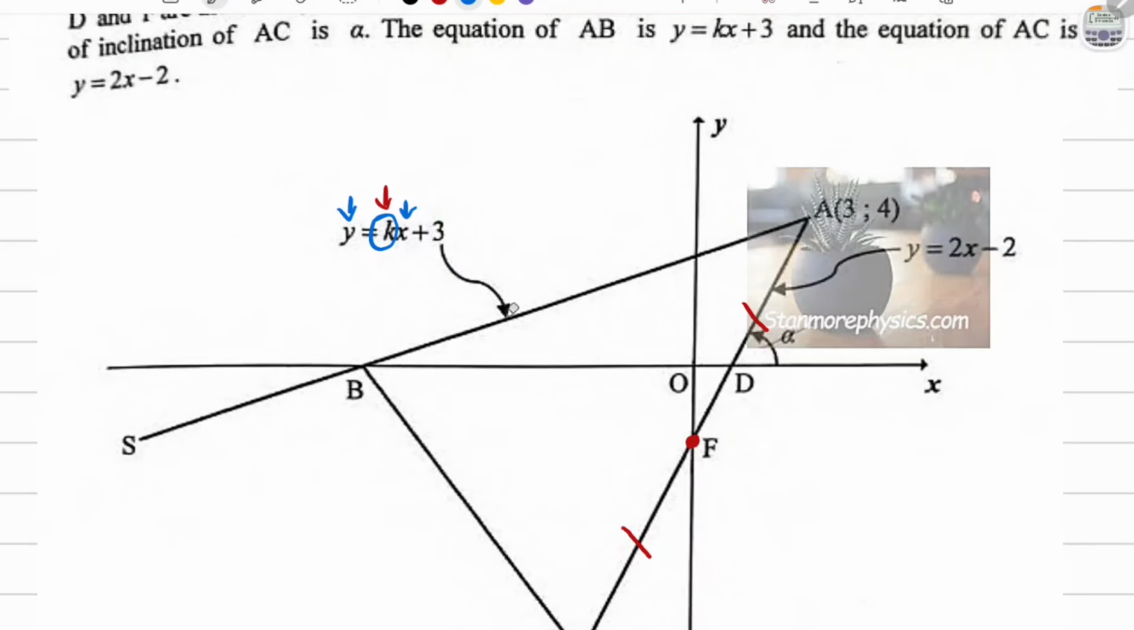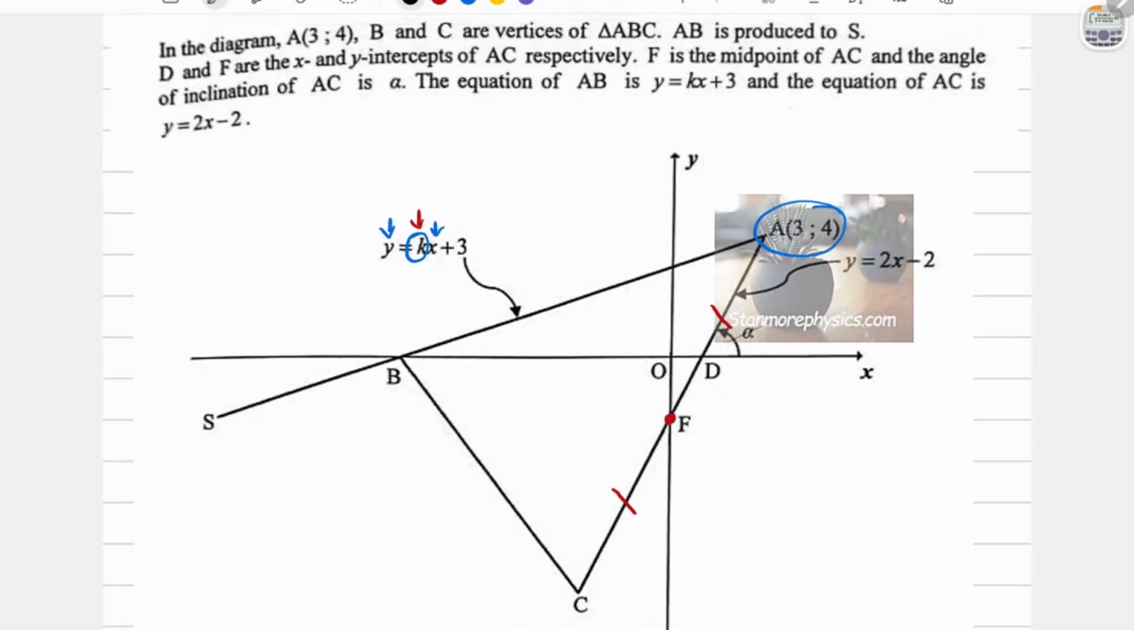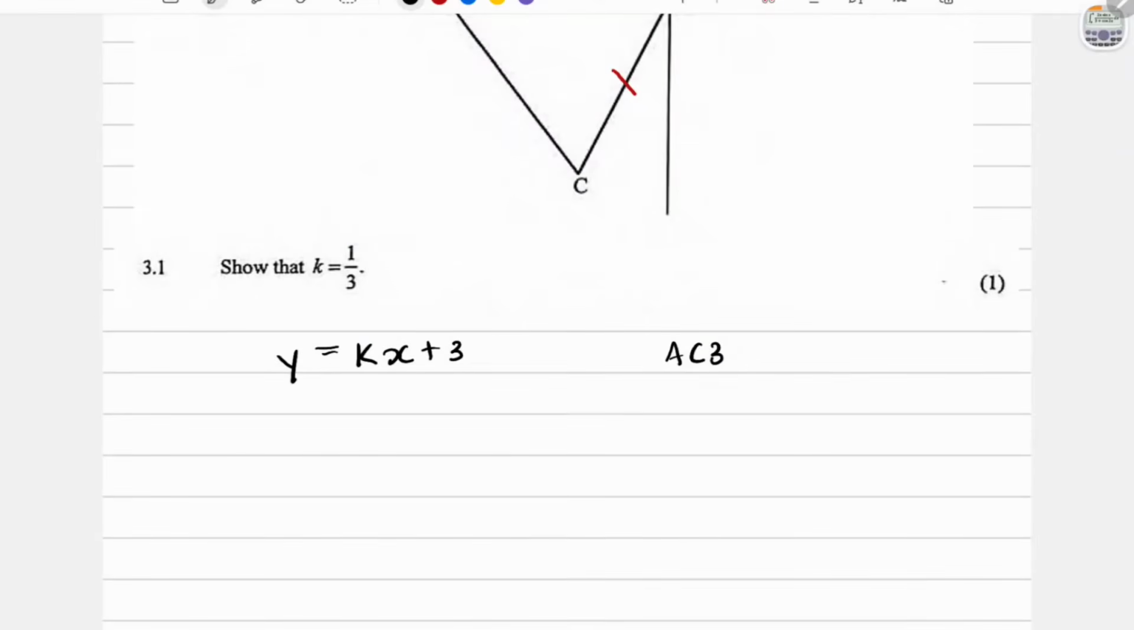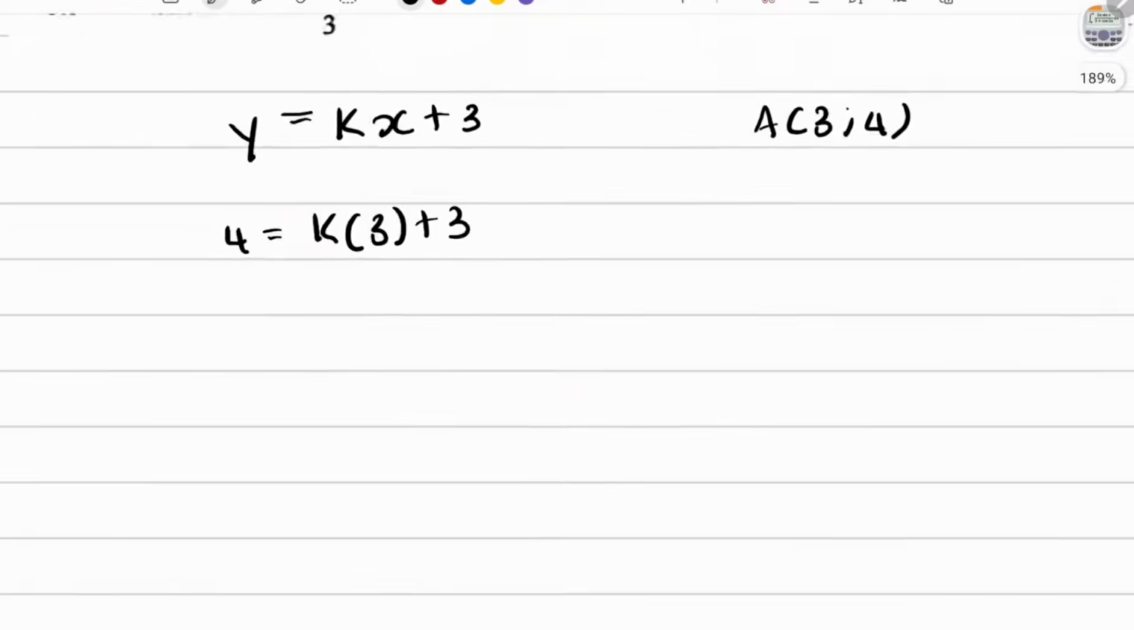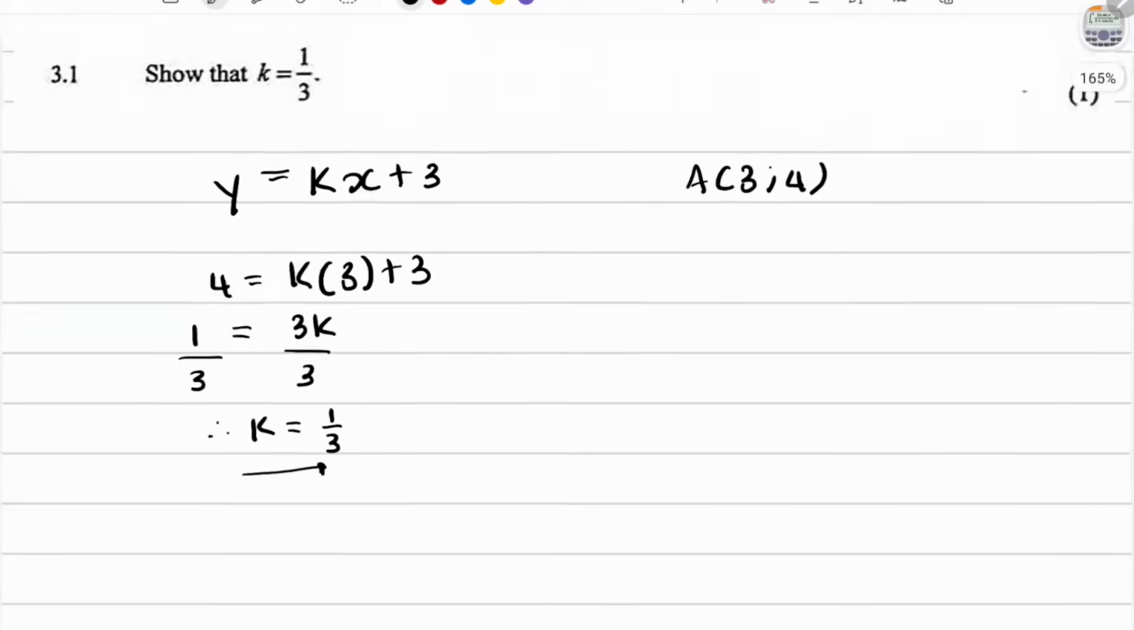So do you see now that on this line we are given the point A? We can substitute that. So we have y = kx + 3, and our point A is (3; 4). So substitute that. The y value is 4, so 4 = k(3) + 3. Then we take 3 over, so 4 - 3, which gives us 1, is equal to 3k. Then we can divide both sides by 3, and therefore k = 1/3. Okay, so that is the value of k, and we have shown that.